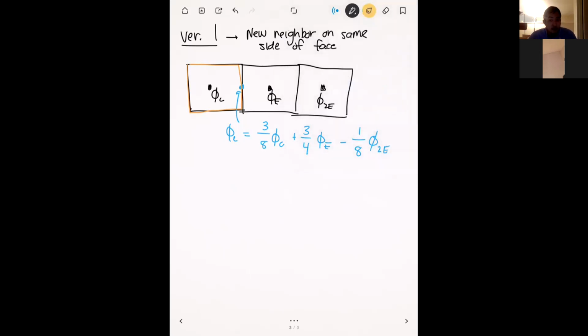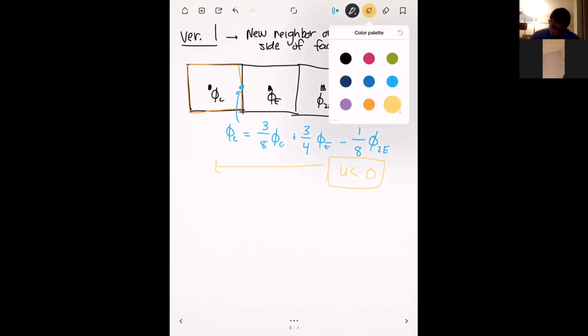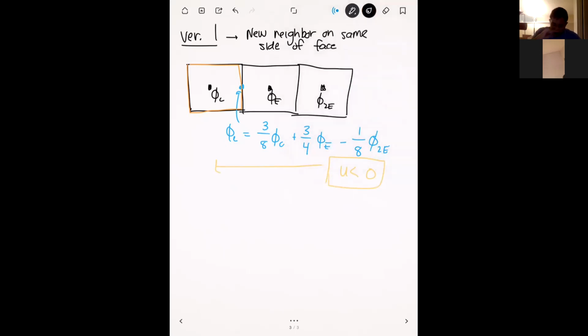Since this scheme is lopsided to the right, it works best when the velocity is coming from the right. In other words, if the velocity is going from right to left, which is negative. All right, and so that's version 1.